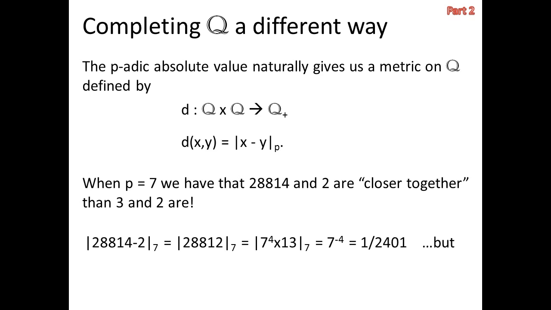So the distance from 28,814 to 2 is the 7-adic absolute value of 28,812, and I write 28,812 in the way I'm supposed to, 7 to the 4 times 13, and I see that the absolute value of this number is 7 to the minus 4. That is 1 over 2,401. But the distance from 3 to 2 is just 1, which is 2,401 times as big as the distance from 2 to 28,814. So yeah, that's very surprising.